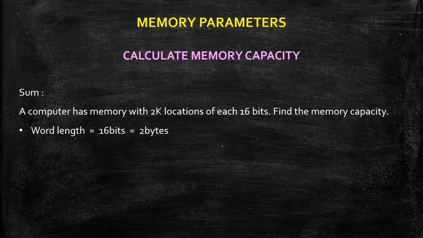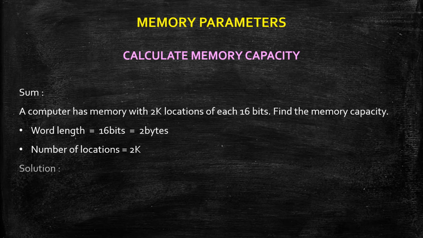So here we have the word length, that is 16 bits, and just for the ease of calculation let's convert it into bytes, and so we have 2 bytes, right? So word length is 2 bytes. Then we have 2k locations, so it's already with the k, so we don't need to convert it into bytes, we can do it directly, right?